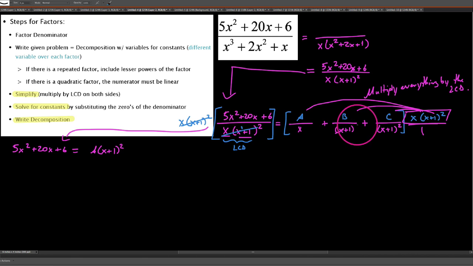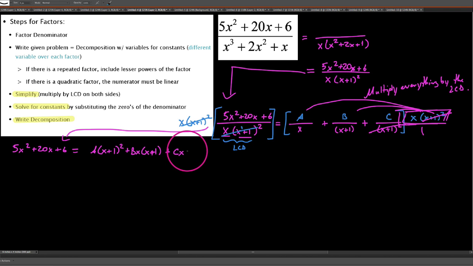Now when we take this x times x plus 1 squared times this middle term, this x plus 1 cancels out with one of these x plus 1 factors, and you get left with B times x plus 1. So we get plus B times x plus 1. And then our last term, when we take all of this times our C over x plus 1 squared, the x plus 1 squareds cancel out completely. We just get left with Cx.